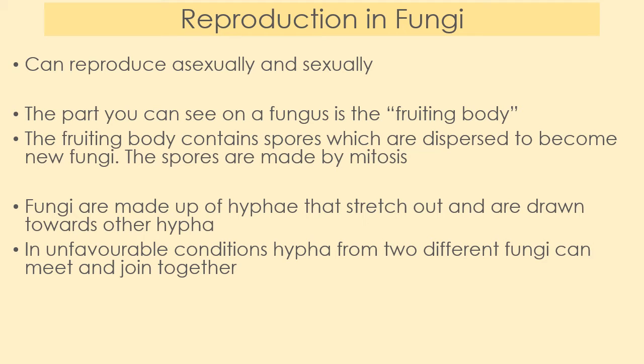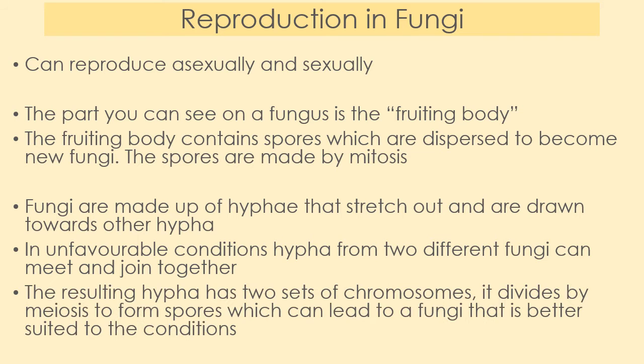Now, in unfavourable conditions, so if the environment does not suit the fungi, those hyphae will meet up. They will join, they will fuse together. And that new resulting hypha now has two sets of chromosomes, one from each of the fungi. It then divides by meiosis to form spores that now have the correct number of chromosomes, and that can lead to fungi that could potentially be better suited to the conditions. It's not guaranteed, but they could potentially be suited to the conditions through that variation that's being introduced.